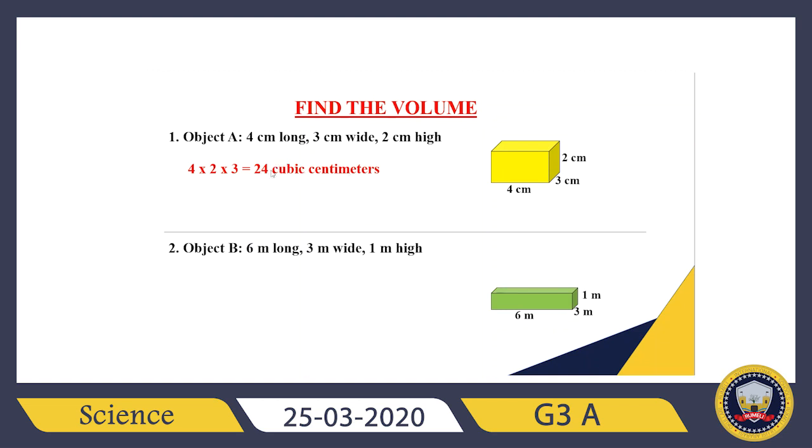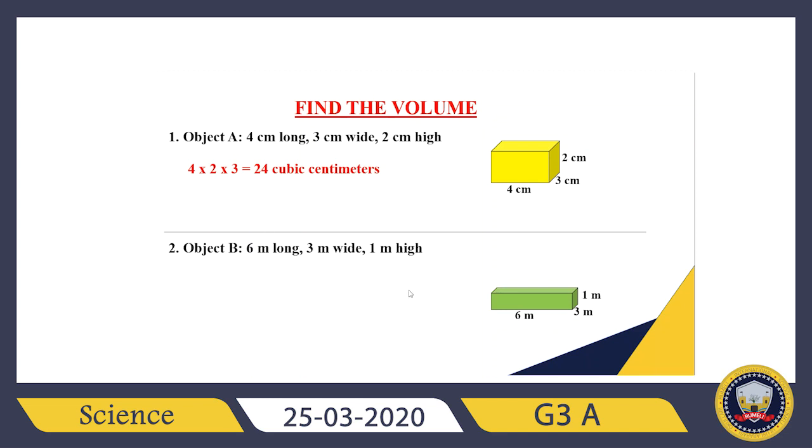Remember, if there is 3 centimeter here, I write cubic first, and I know this cm represents centimeters, so the unit will be cubic centimeters. Okay? Okay, for the second one, remember its unit, this time it's meter. So it's 6 meters long, 3 meters wide, and 1 meter for height. So what should I write here to find the volume? How can I find the volume?